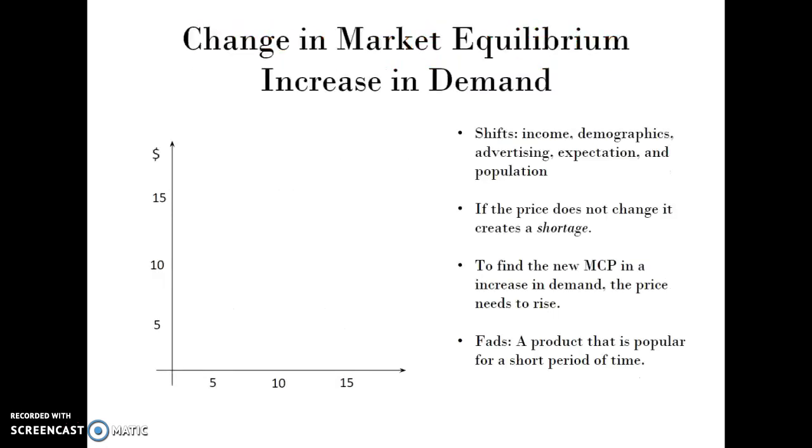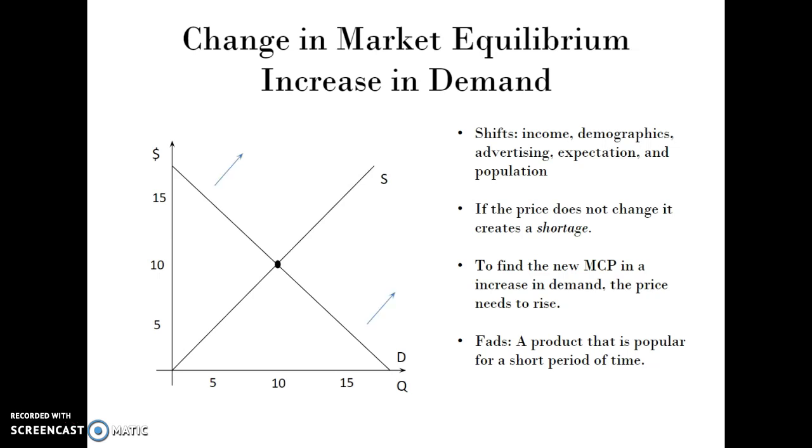All right, so let's run through increases in demand. So here's your demand curve. Here's our supply curve. Where they meet is the equilibrium. Now there's all those different factors that can shift: demographics, advertising, expectations, or population.